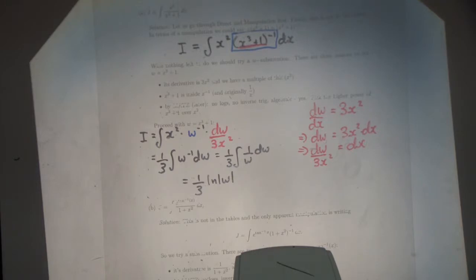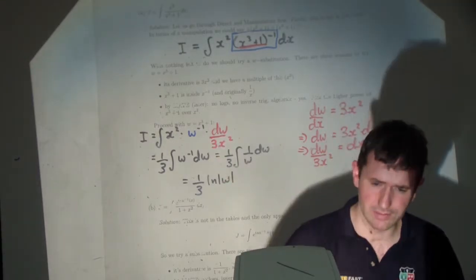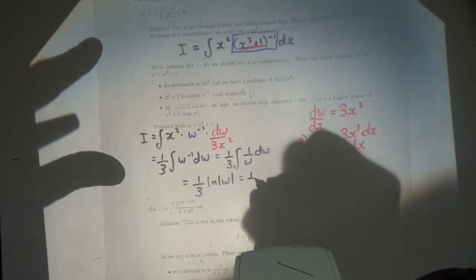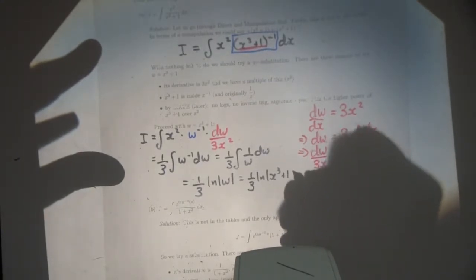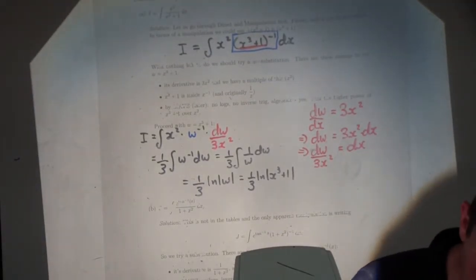And then you're asked to antidifferentiate with respect to x. This has got a w in it. Any idea what you do? Change the w back to the x. So w is x cubed plus 1. And then there's a plus c as well.